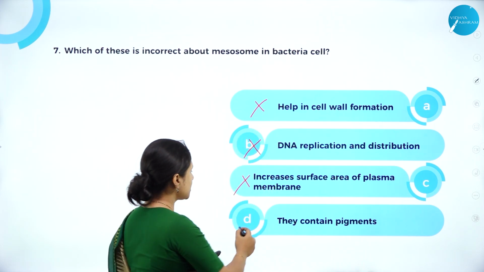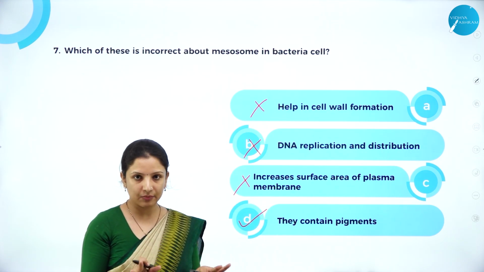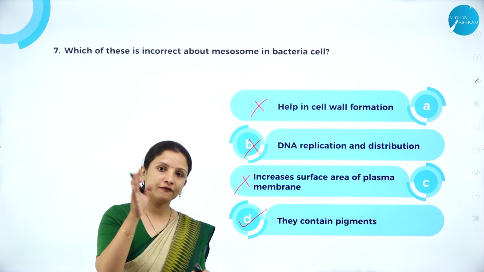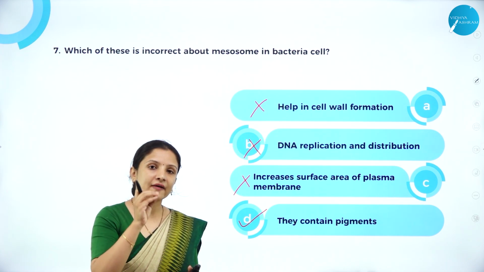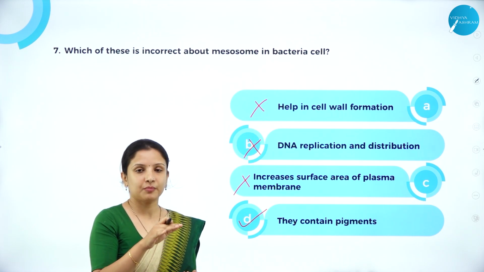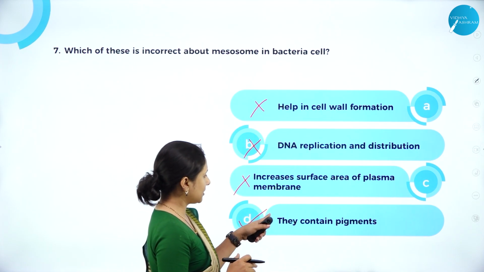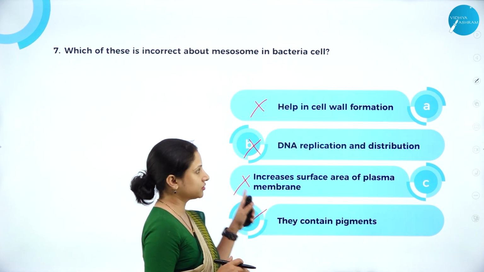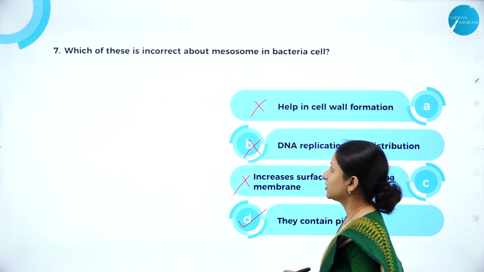So therefore option D is the right answer, because mesosomes do not contain any pigment. It is the chromatophores that are there, in the cyanobacteria. They have special foldings in the plasma membrane which are called as chromatophores, which contain pigments. So "they contain pigments" is wrong here. So therefore option D is the right answer for this particular question.